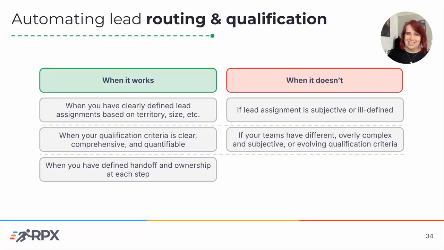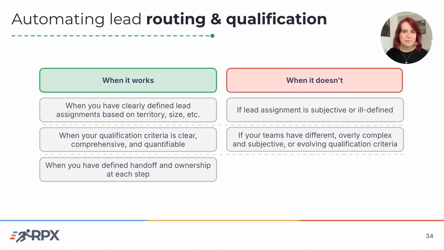Here's when it doesn't work, though. If your lead assignment is subjective, or if marketing and sales are using different subjective criteria to qualify, the automation will fail you. If you haven't organized your process first, the technology will just assign unqualified leads to the wrong reps, and that's going to fail you again. It's going to result in wasted time and frustration. You have to have, again, a clean, clear, defined process before the automation is going to work the way that you want it to.